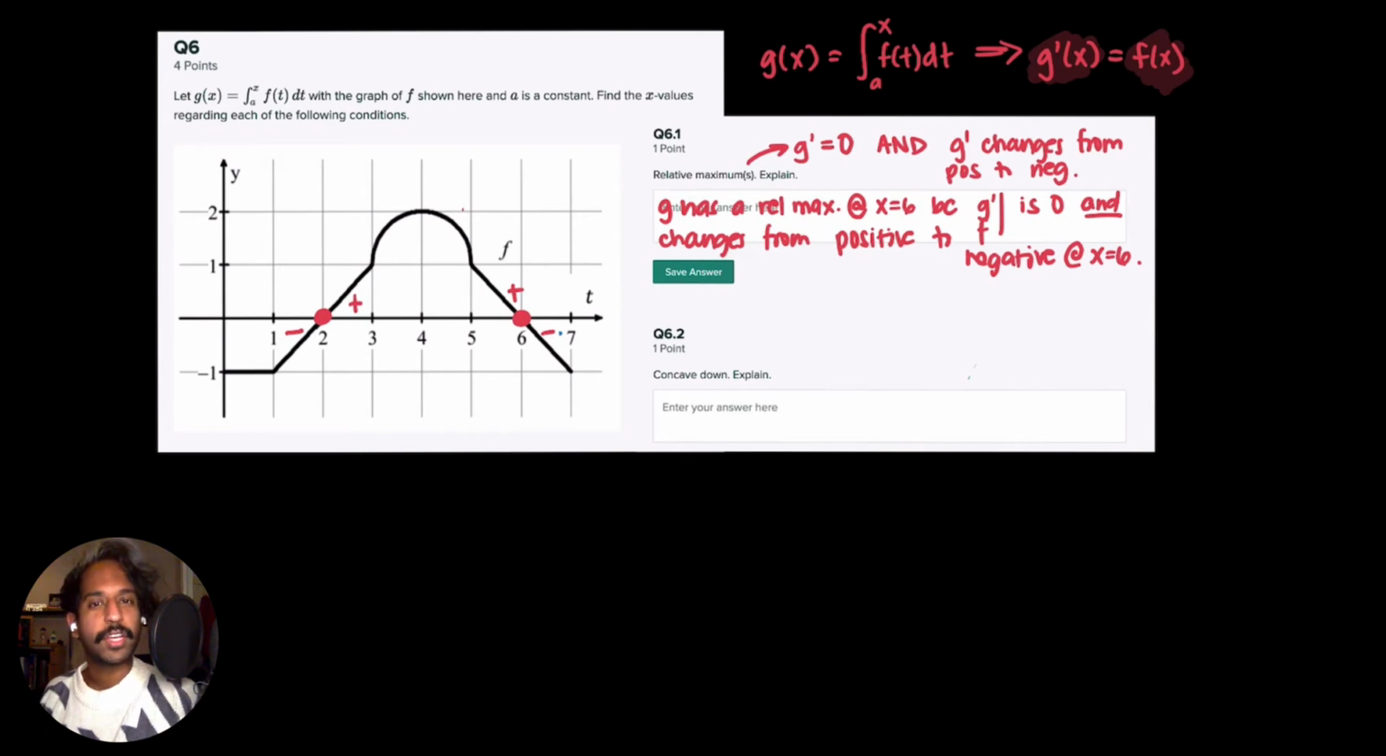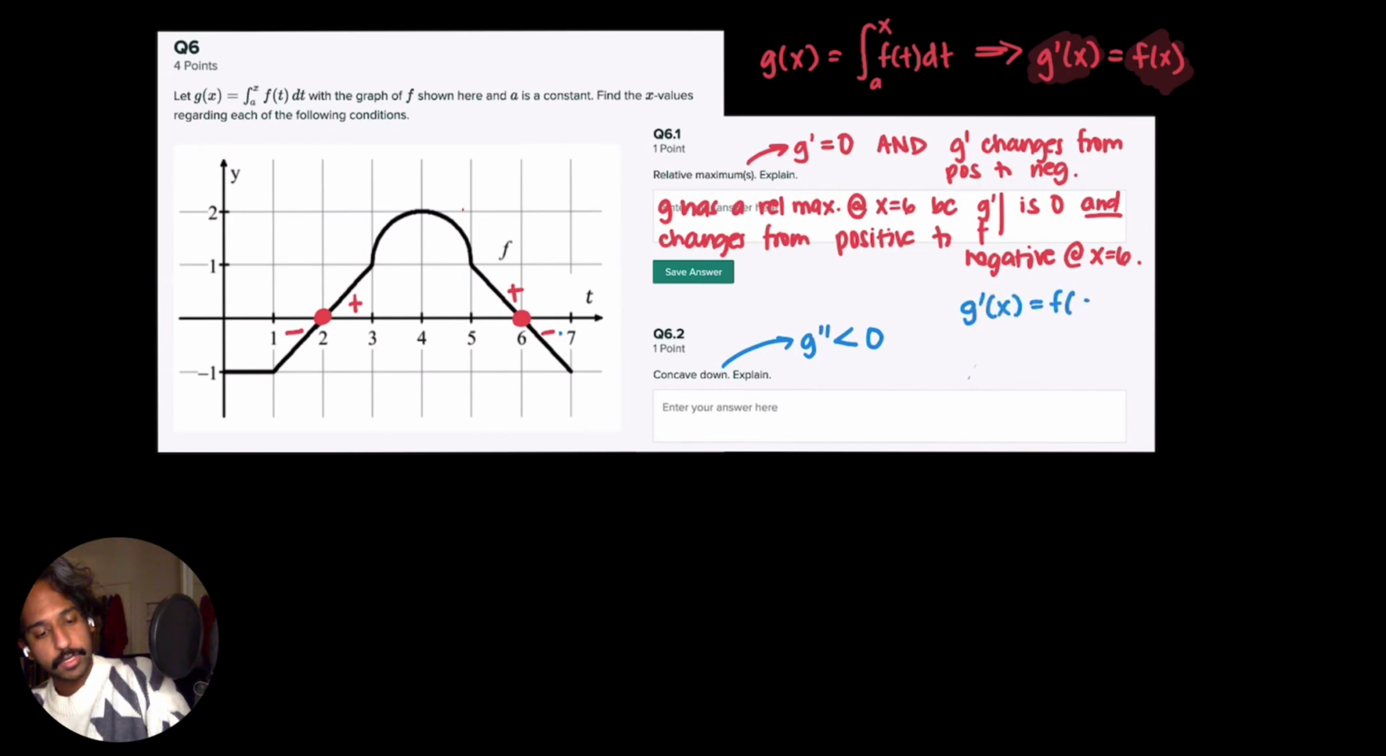And now what about the second question, concave down? Well, when is something concave down? We know that's true when the second derivative is less than 0, when it's negative. But we don't have g here, but we do have f. And since we know that g prime of x equals f of x, if we find the derivative of both sides, we know that g double prime of x is f prime of x.